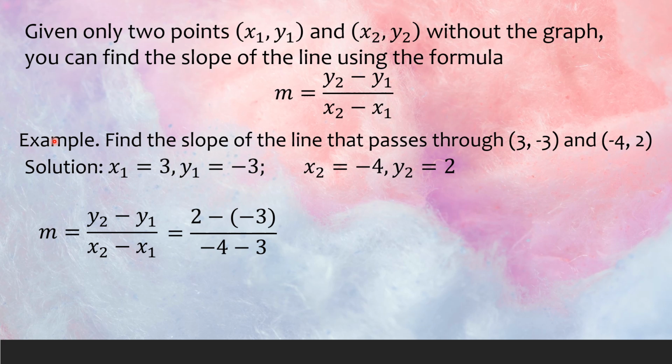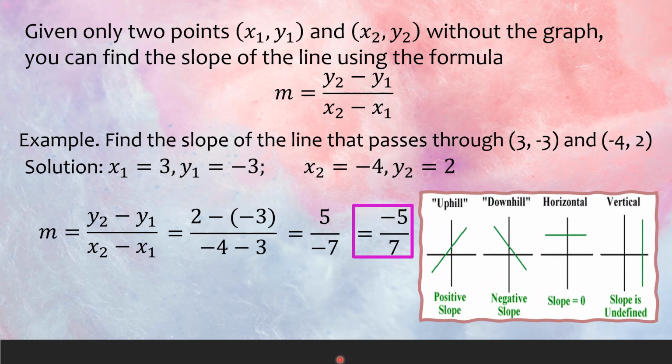Apply the process of keep, change, change. So 2 will be +2 and then minus will now become plus and -3 will be +3. Ganon din sa denominator. So, 2 minus negative 3 is positive 5, and negative 4 minus 3 is negative 7. And then, pwedeng ito na yung sagot natin, pero pwede nating ilagay ang negative sign sa numerator dahil ganun ang rule ng fraction. Or pwedeng ilagay natin siya sa gitna. So, the final answer for the slope is negative 5 over 7. As you can see, ang value ng slope natin is negative, meaning the graph of the given ordered pairs must be downhill, or the line must be going down to the right.